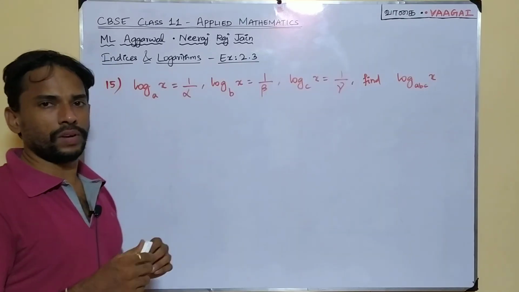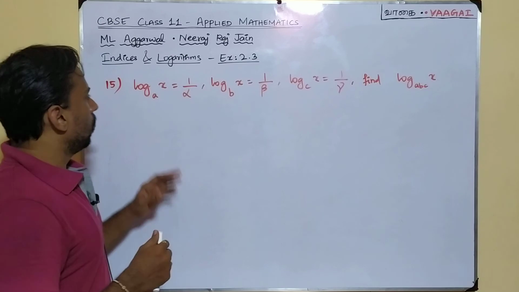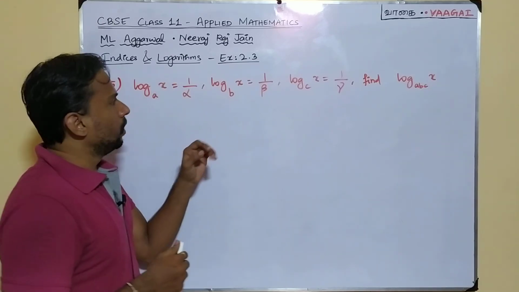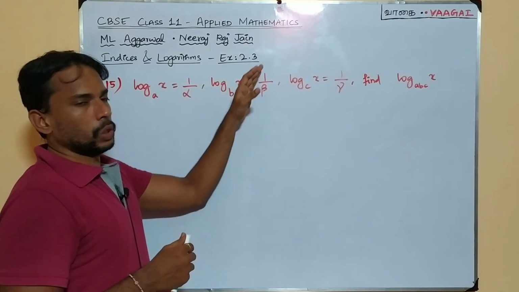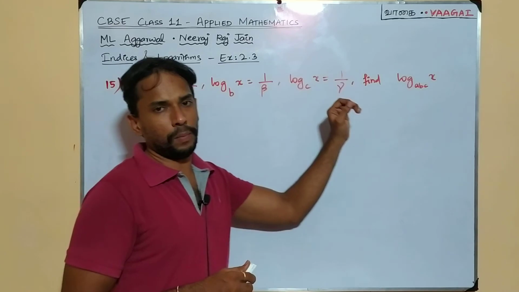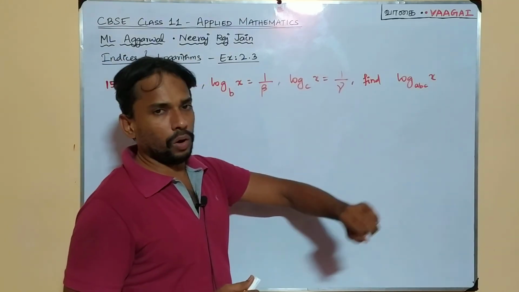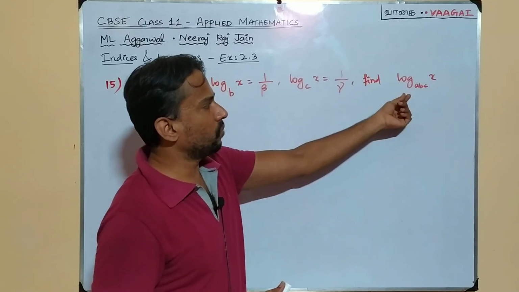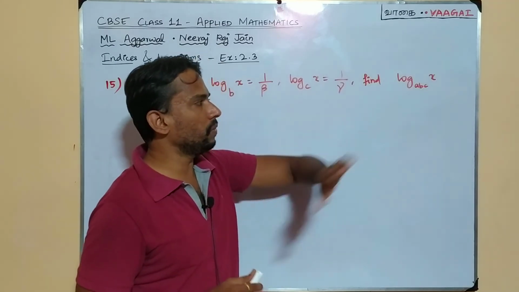Next we have question number 15 with us. Here given log x to the base A is equal to 1 by alpha, log x to the base B is equal to 1 by beta, and log x to the base C is equal to 1 by gamma, and we need to find the value of log x to the base ABC, the product of A, B and C. So this value is what we need to find.